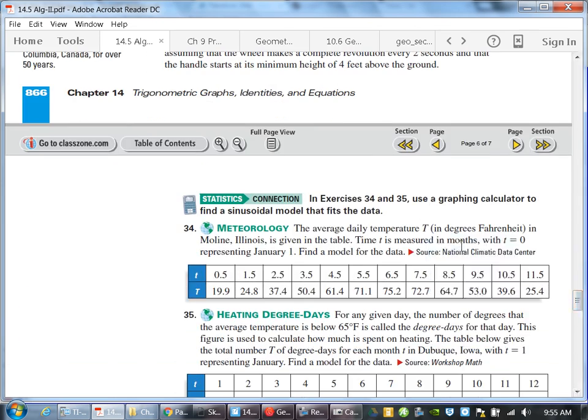So, real fast, we talked about this the other day. When you're looking at a sinusoid model, as far as how do you use it via the table stuff in your calculator, think about things that occur annually.